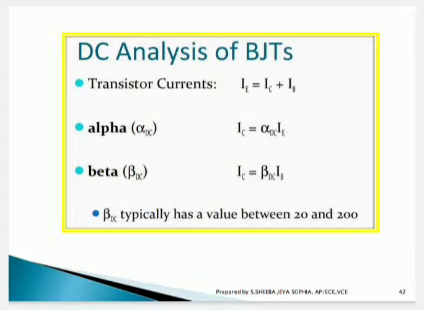Regarding the DC load line, the alpha value ranges from 0 to 1. IC is equal to alpha DC into IE, and beta DC: IC is equal to beta DC into IB, where beta DC typically has a value between 20 and 200.